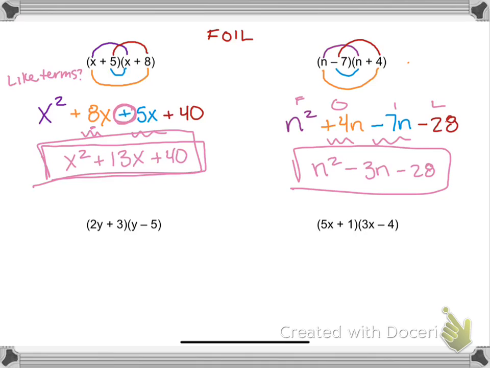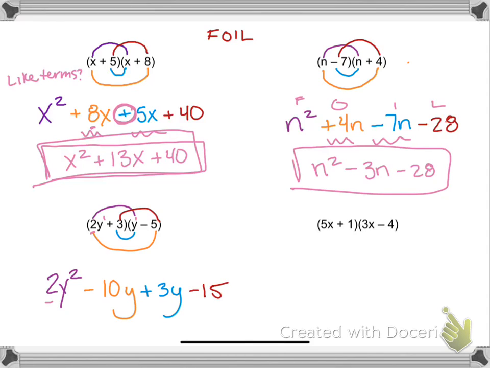Okay, one last one. I'm going to show you one that looks a little bit different because I have a coefficient in front here, which I didn't have in my other two examples. So very quickly, I'm going to take FOIL. So first is going to be 2y squared. So 2 times 1 is 2, and then I add those exponents, remember, to get me y squared. My outside two terms, 2y times negative 5 is going to give me negative 10y. Inside is going to give me 3y, and my last two terms are negative 15.